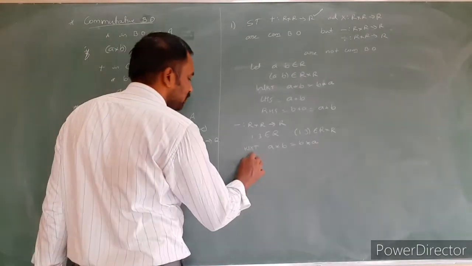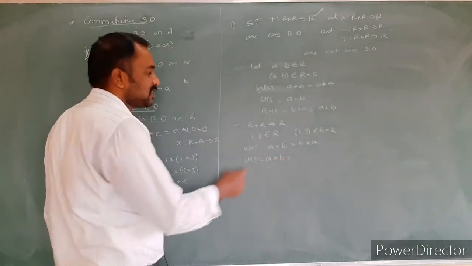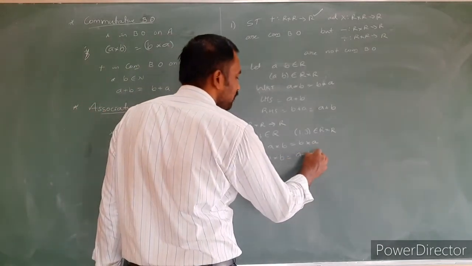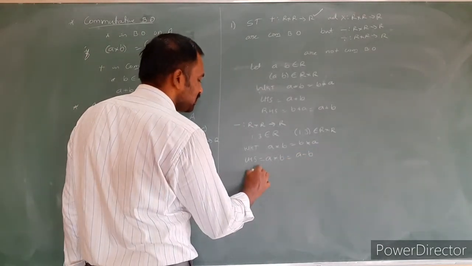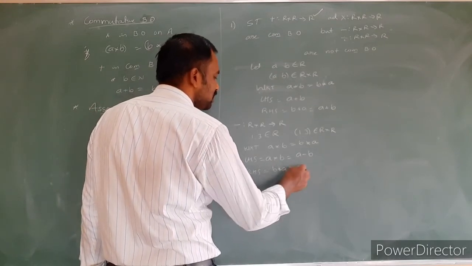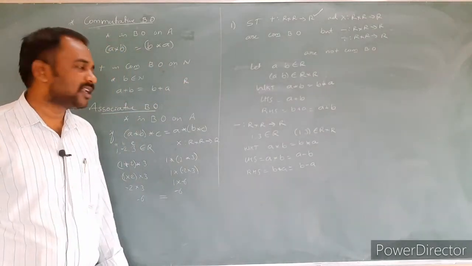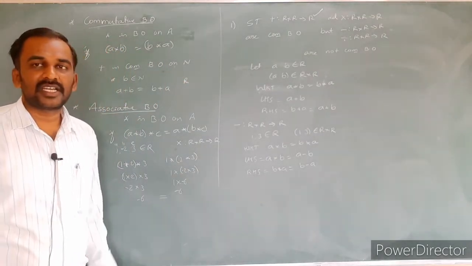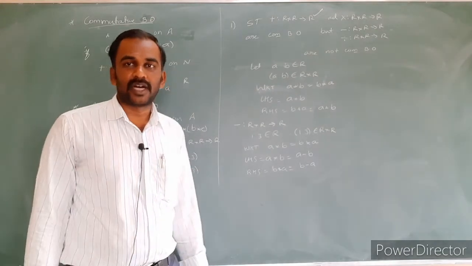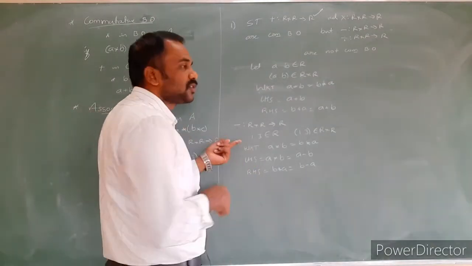Consider the LHS part. What is the LHS part? A star B. What is the star here? Minus, so that is A minus B. Now RHS is B star A, which is nothing but B minus A. Can I say that A minus B is equal to B minus A? In the general case, it is a little bit complicated to conclude, so I just take particular numbers. I have already chosen 1 and 3.